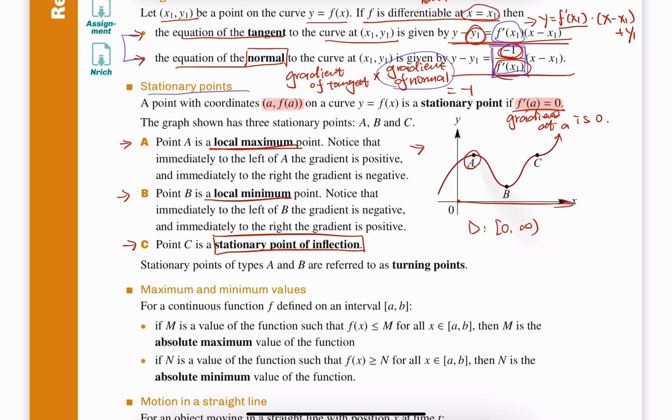So this point is called local maximum because locally, from here to here, we can say it's local maximum, but it's not the most maximum of the graph. You can understand it that way. And the local minimum is the same, but with minimum, right? So from this part of the graph, you can say point B is a local minimum.